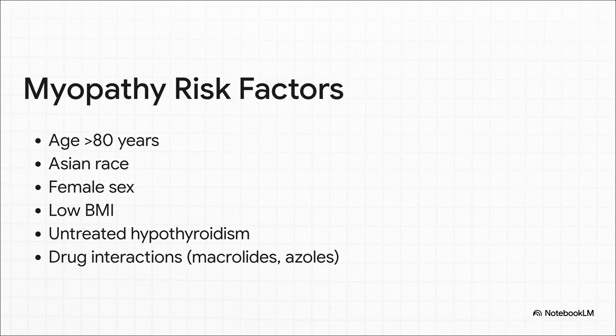And we also have to keep our eyes peeled for factors that can put someone at a higher risk for these muscle issues. We're talking about things like being over 80, female sex, a low BMI, and a big one, untreated hypothyroidism. It's also super important to remember that individuals of Asian descent can have higher drug levels of some statins, which bumps up their risk. And of course, this is our bread and butter, watching out for those drug interactions, especially with major CYP3A4 inhibitors, like macrolides or azole antifungals.